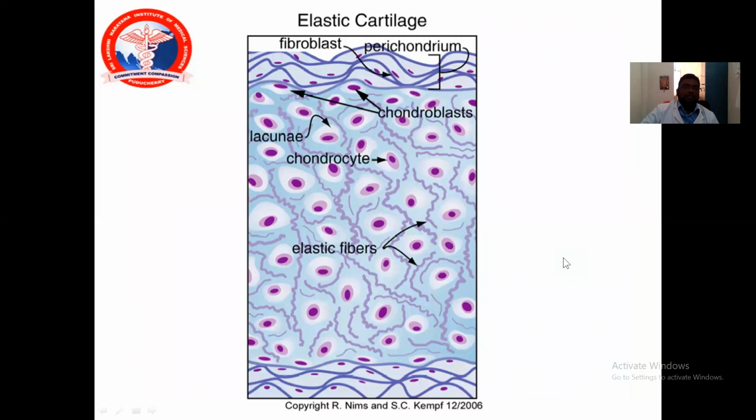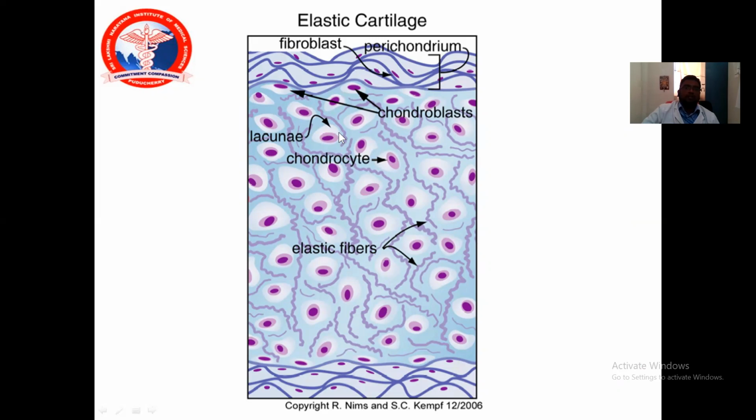Next, coming towards elastic cartilage. We have seen the hyaline cartilage, so that is the base for you. Now we will be seeing the elastic cartilage. In the elastic cartilage, what are the things you would be able to see? The same thing here also: you would be able to have the perichondrium, inner and outer layer.